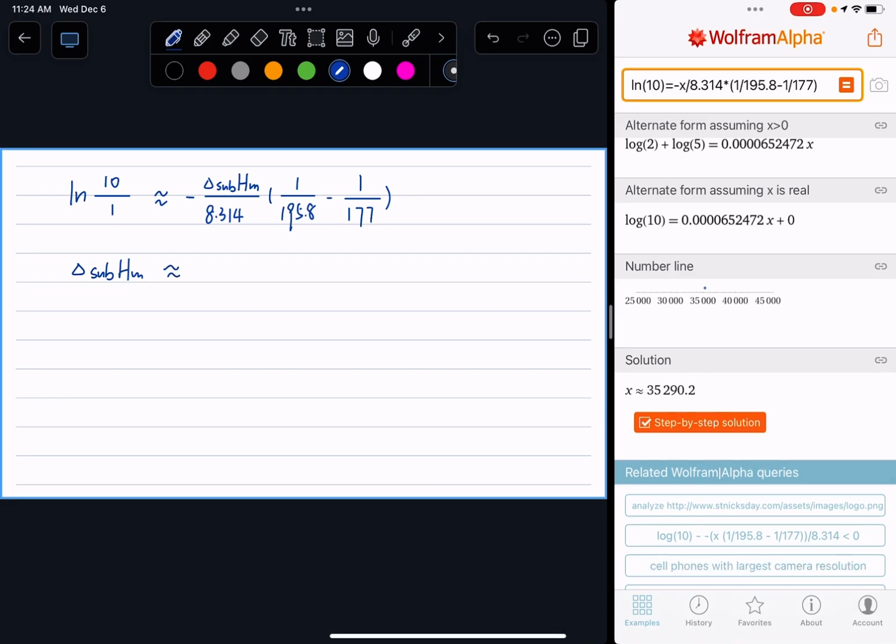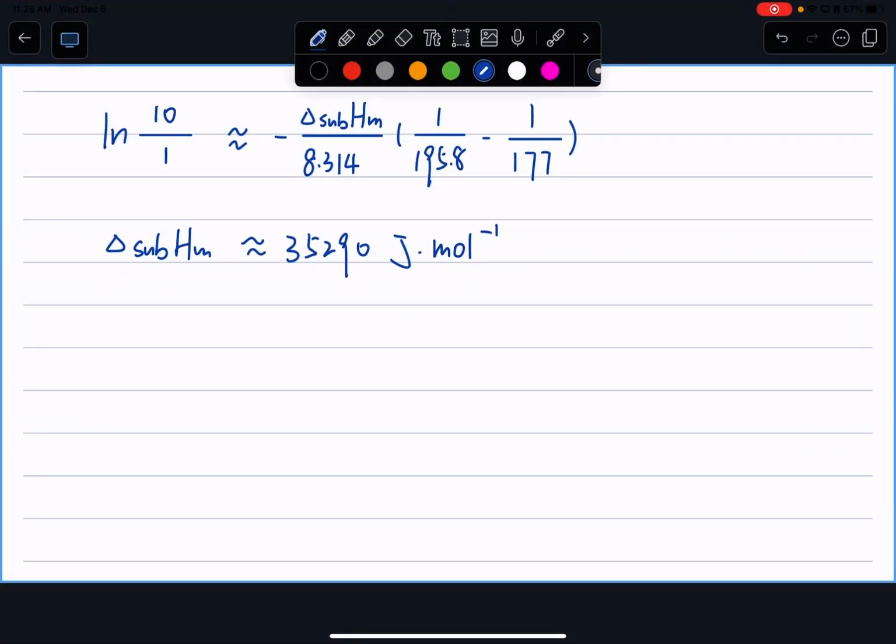So your delta H of sublimation is about 35290 joule per mole. And then with that delta H sublimation in hand, we can use this relationship to try to set up an equation that contains both P triple and T triple.